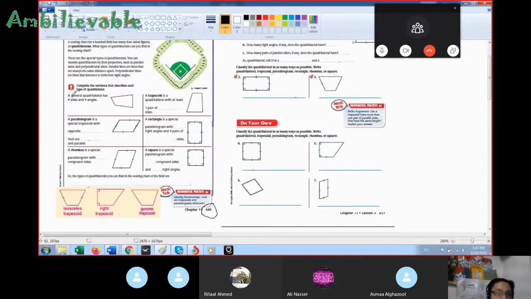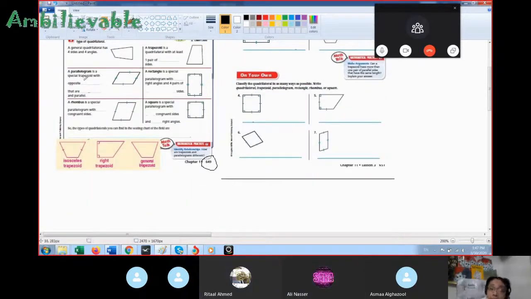Okay, this one. A general quadrilateral has four sides and four angles. Look at this one. The first quadrilateral that we will discuss is the parallelogram, okay? A parallelogram is a special trapezoid with two opposite sides that are parallel.